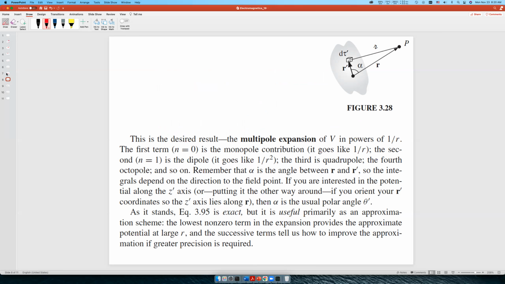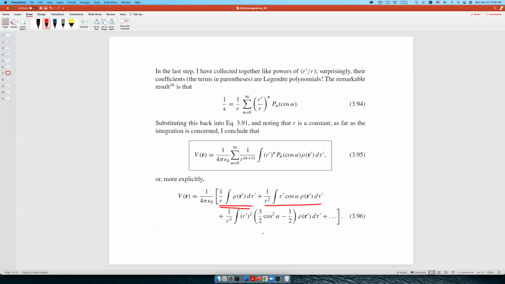And here, this equation is the most useful equation. It describes the potential generated by, let's say, a collection of charges. It could be point charges. It could also be not point charges, but a continuous charge distribution, like a volume charge distribution.